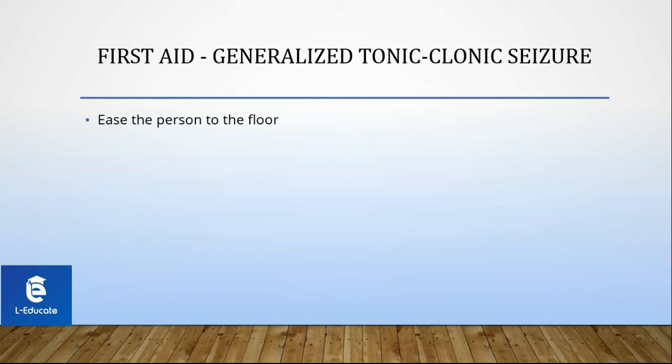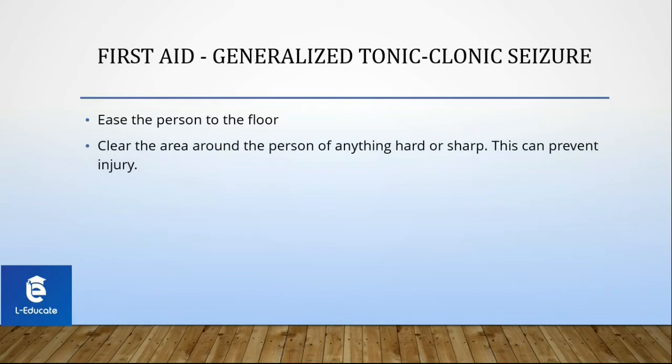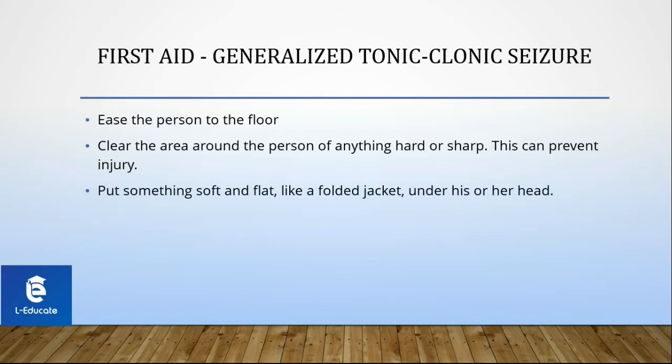So the first thing you want to do to help them is to ease them to the floor. If they are on the seat, in the wheelchair, or anywhere they may be, and it starts, then you want to get them to the floor. Then you must ensure that they do not harm themselves. You can do this by clearing the area around the person of anything that is hard or sharp. This is very important to prevent them from injuring themselves unknowingly.